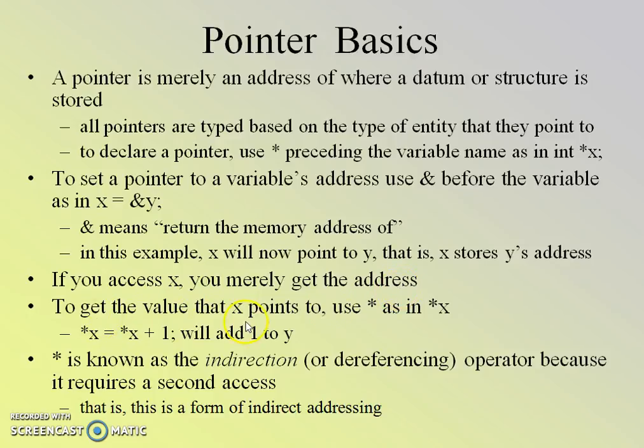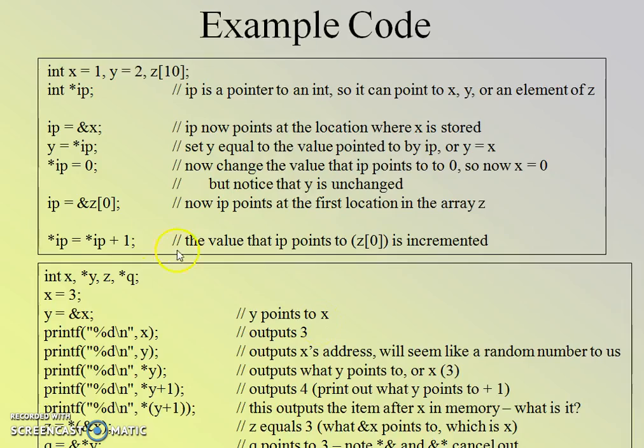To get the value that x points to, we use star, as in *x. *x = *x + 1 will add 1 to y. Here star is known as the indirection or dereferencing operator because it requires a second access. That is, this is a form of indirect addressing.